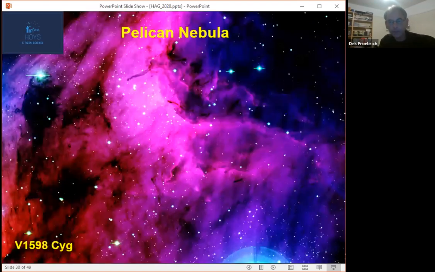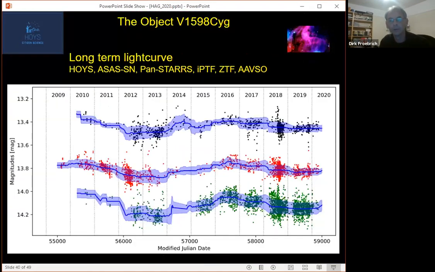So we can also look at a second example that shows a little bit of other signs. Again, in the Pelican Nebula, simply because I like the picture. This object has this telephone number and it's this star. The other one was that star, this is this one. What we can do is accumulate all the data, not just HOYS. HOYS has been active since 2016, but we can get the long-term light curve by looking at other surveys. It looks like there's actually a lot of good data out there.